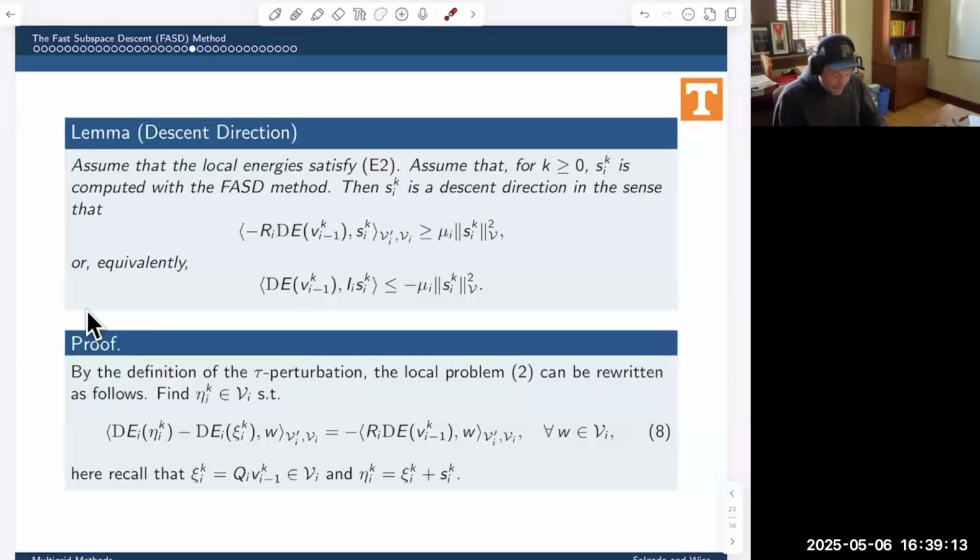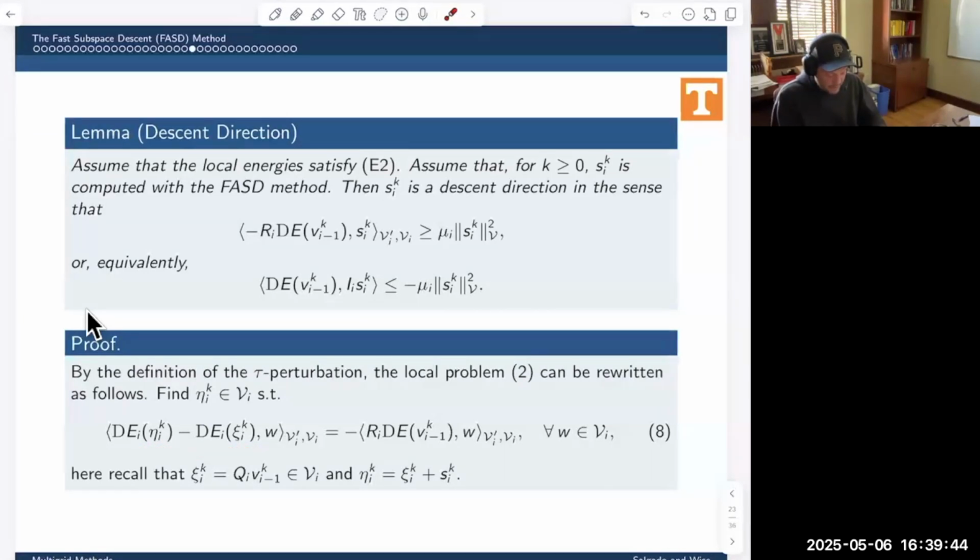Now, by the definition of the tau perturbation, the local problem that we have to solve as part of the FASD method is just this. So there's a local problem that I have to solve involving the tau perturbation. I've inserted the definition of the tau perturbation, moved one of the terms over to the left-hand side, and left one of the other terms over on the right. So the left-hand side now becomes this difference. And this is a key point.